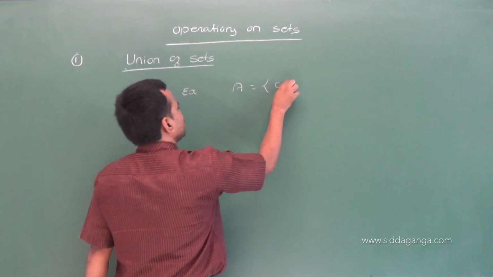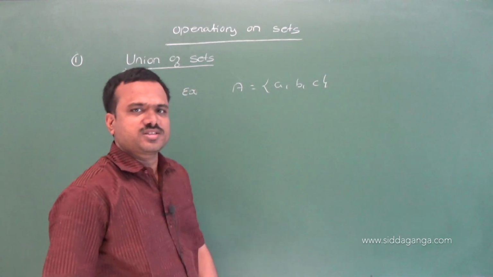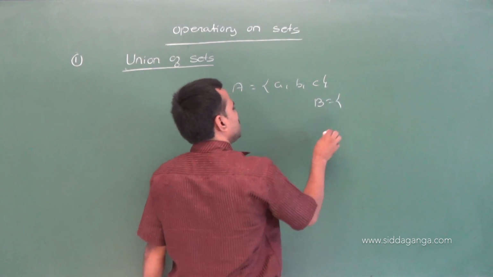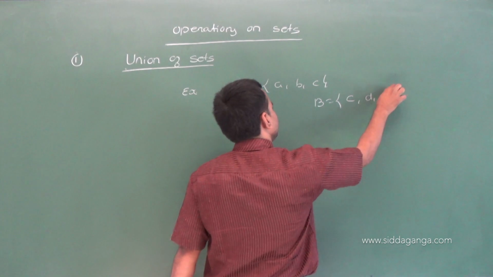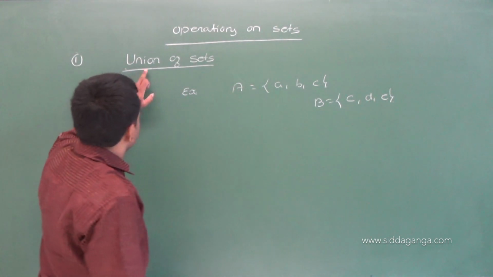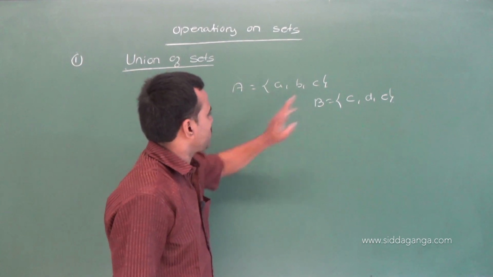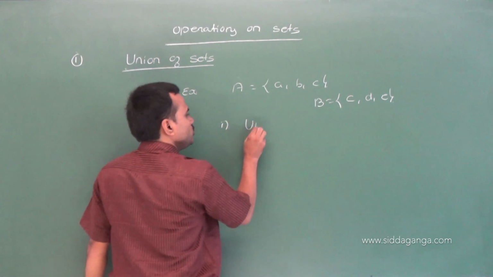Set A contains A, B, C. Set B contains C, D, E. Union of two sets. First point. Observe very carefully. Union.